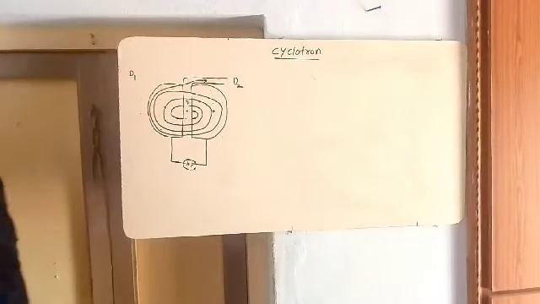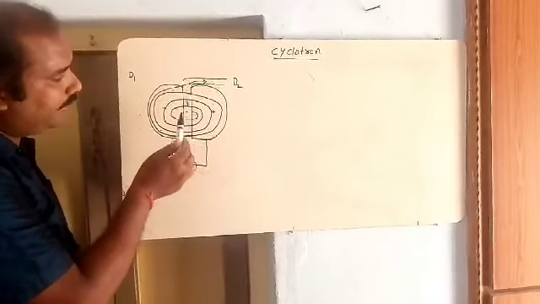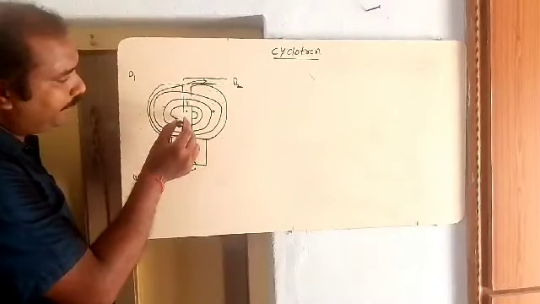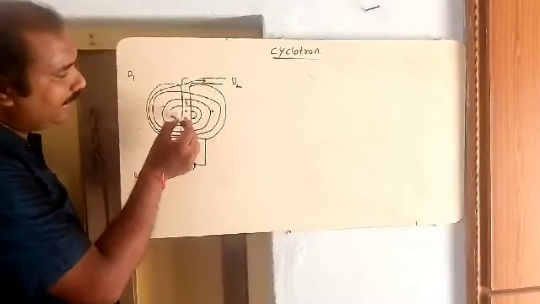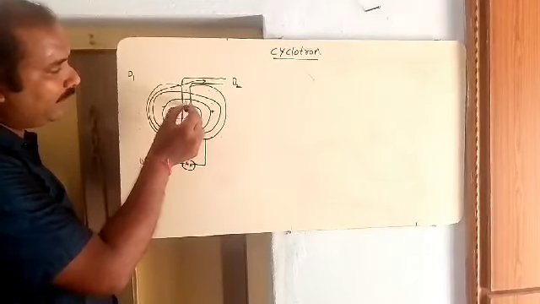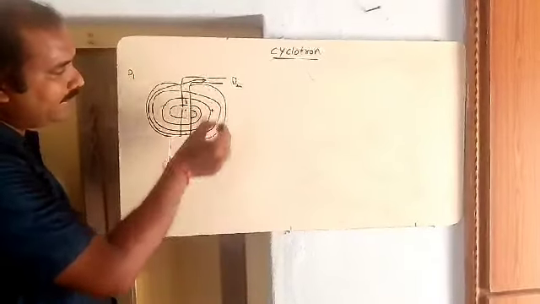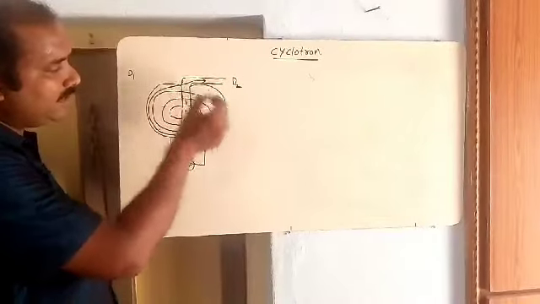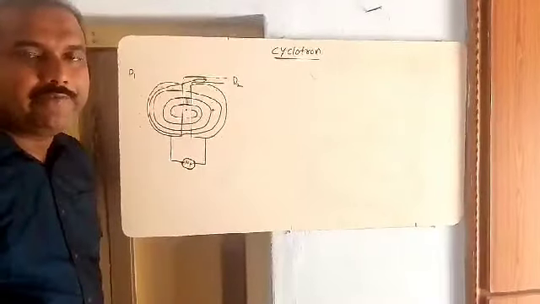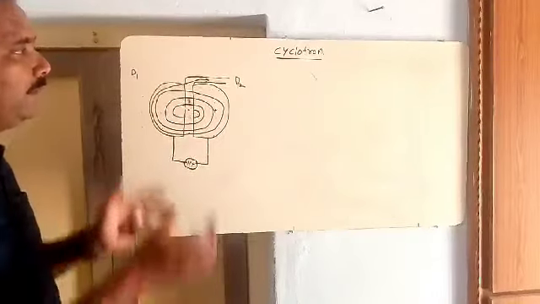Like this, the particle is accelerated. Here you see, when it is entering from D2 to D1, the radius is increasing. Its velocity is increasing. When it comes to here, its velocity is increasing again, its radius is increasing, and continuously the radius is increasing, the energy is also increasing, and finally it will come out from this deflecting plate with maximum energy. So this is the principle behind this cyclotron.